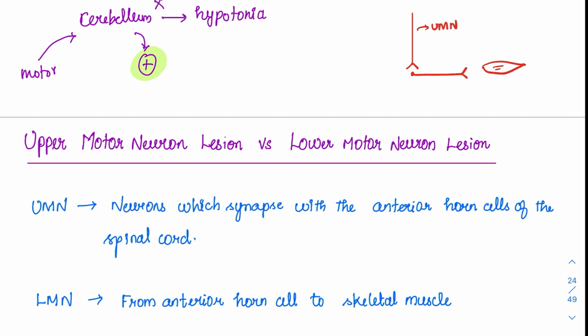It can be a cranial nerve also, it is an upper motor neuron. Now this is the lower motor neuron. Whichever is innervating the muscle from the spinal cord is a lower motor neuron. What is the definition? Neurons which synapse with the anterior horn cells of the spinal cord are upper motor neurons, whereas lower motor neurons go from the anterior horn cell to the skeletal muscle. Whichever reaches the skeletal muscle is called a lower motor neuron.